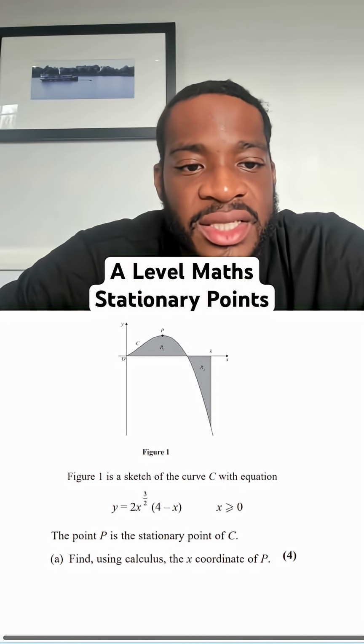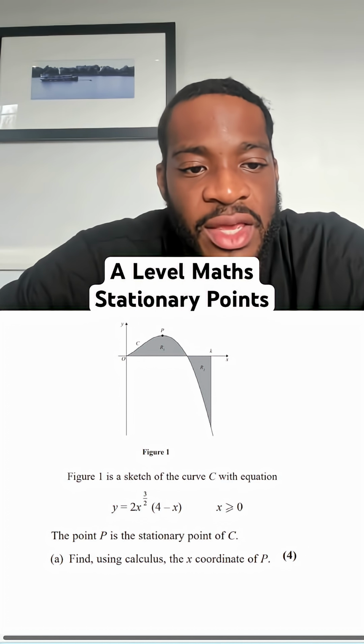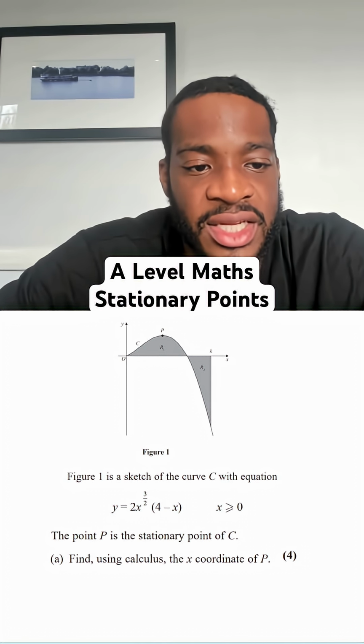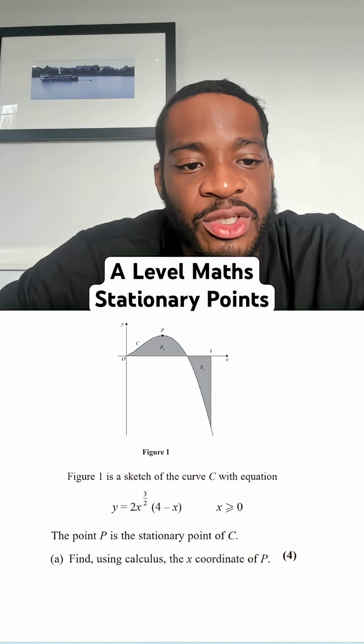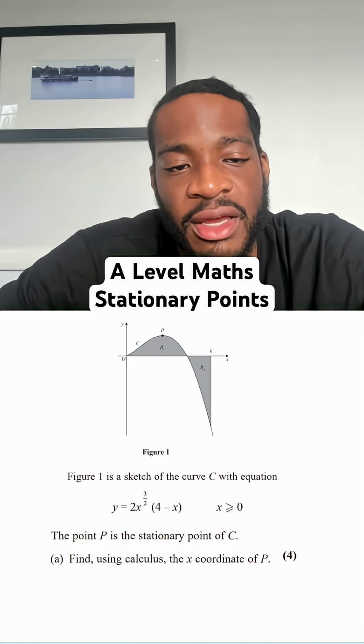Okay, so it says figure 1 is a sketch of the curve C with equation y equals 2x to the 3 over 2 times 4 minus x. The point P is the stationary point of C. Part A says find using calculus the x coordinate of P for 4 marks.